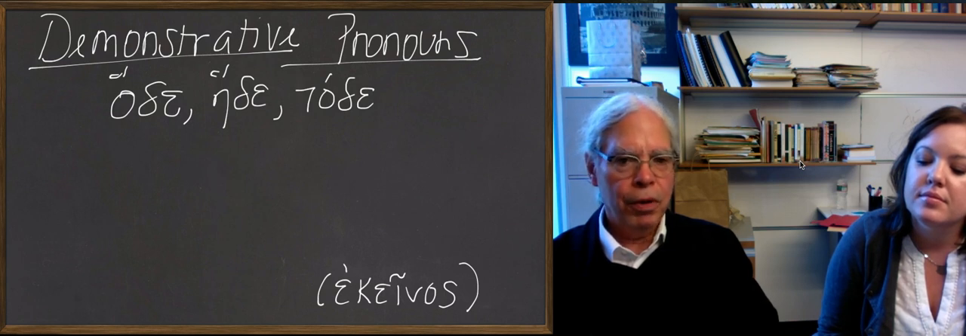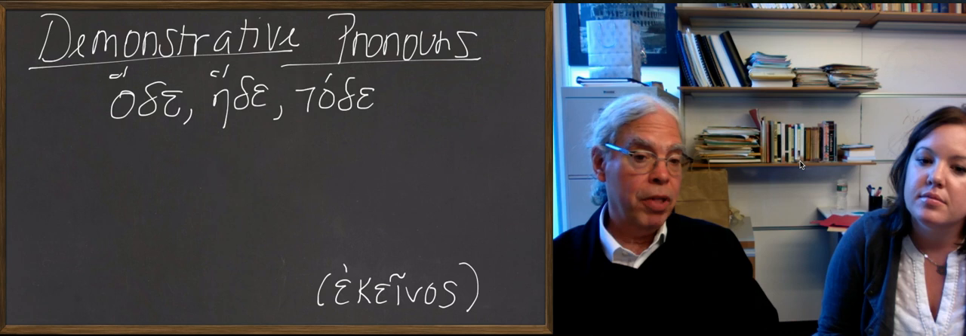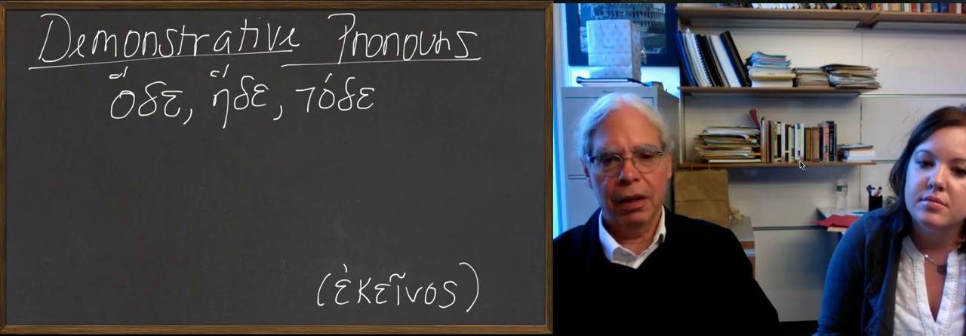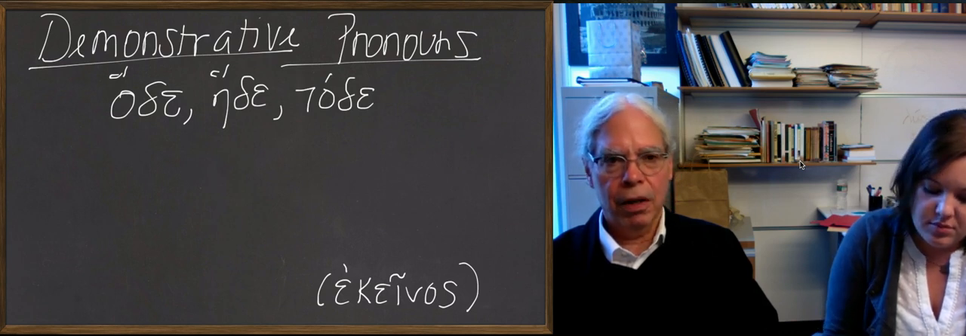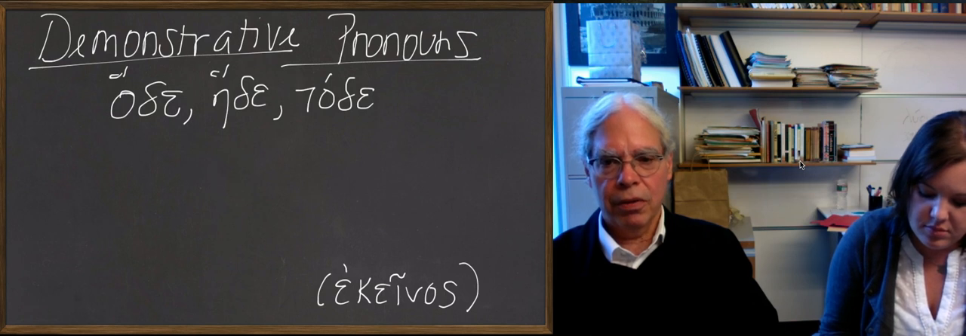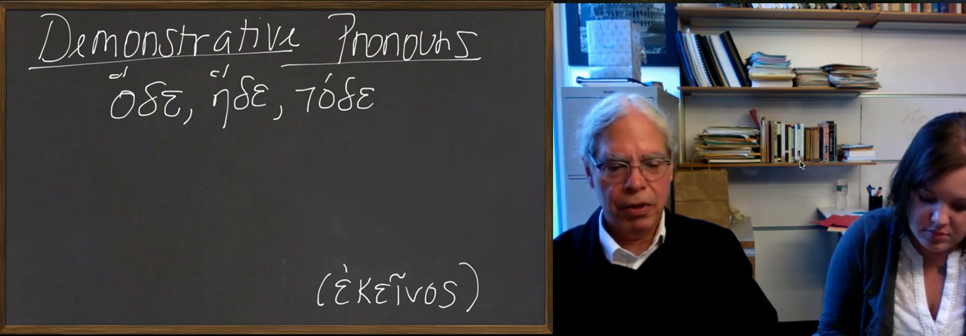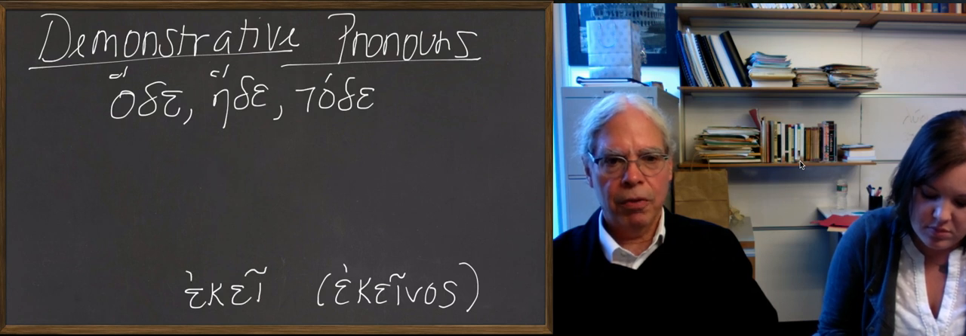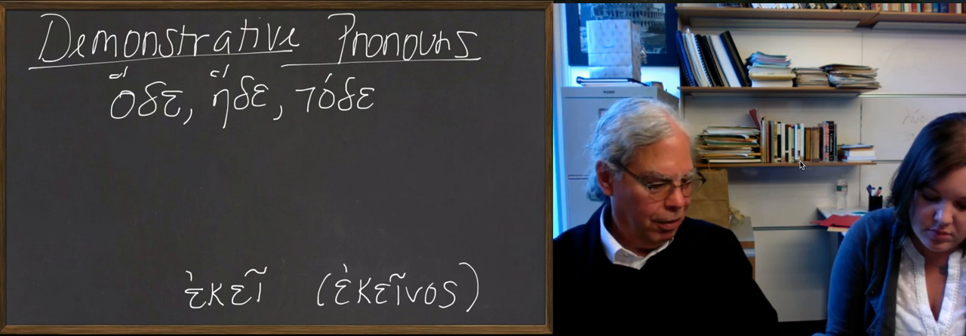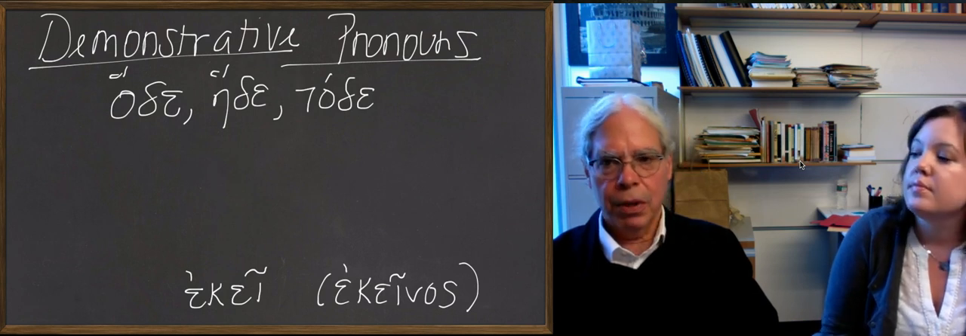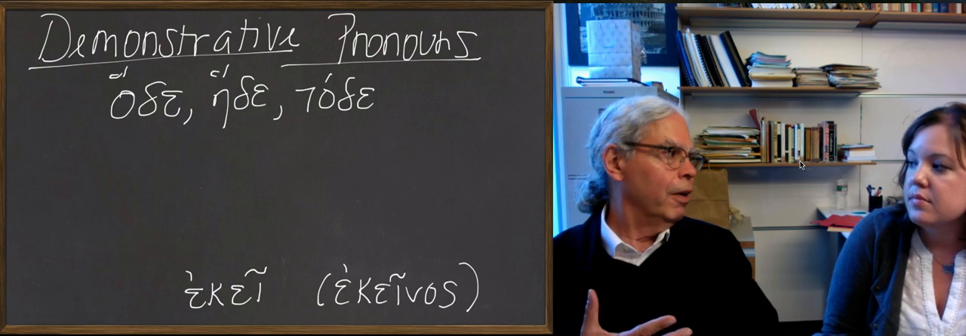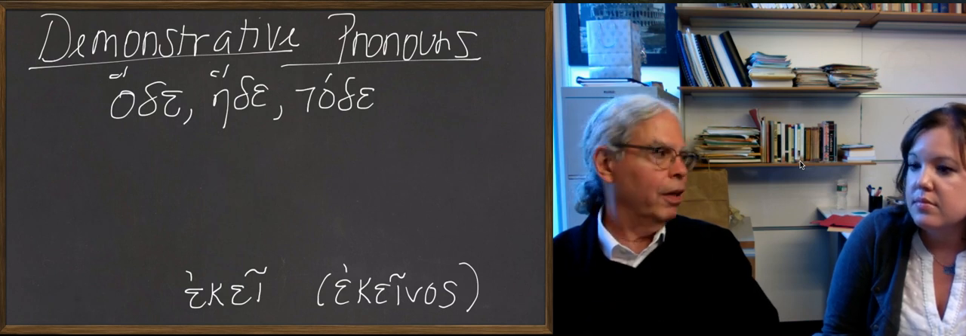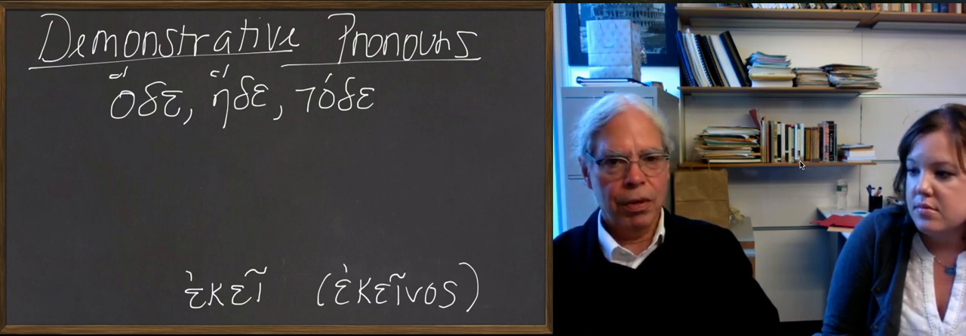It's a word derived from an adverb eke, that means there, and we want to consider that ancient Greek is a language that has not two demonstrative pronouns like English. In English, we have this and that, and that's all. The difference between this and that is this is something near, and that is something that's far away. It's quite simple, but English is that way.